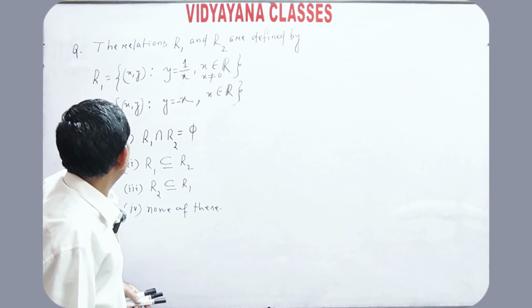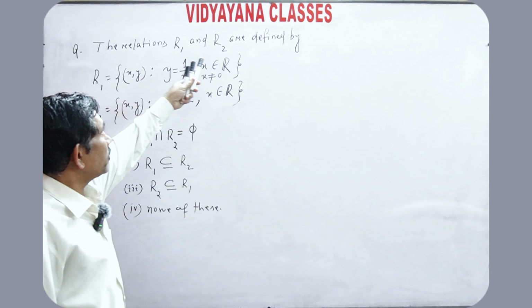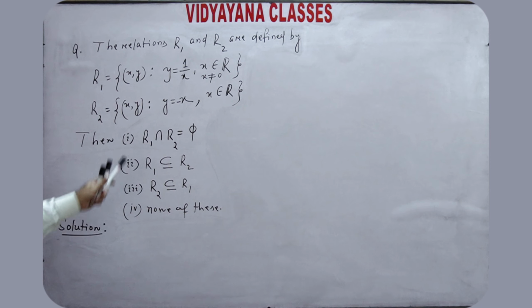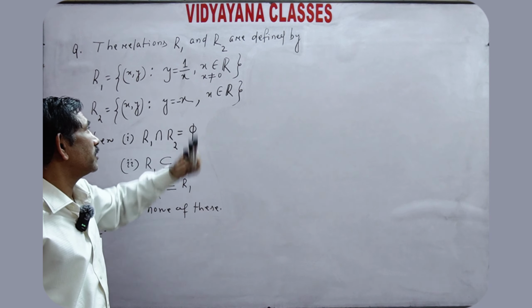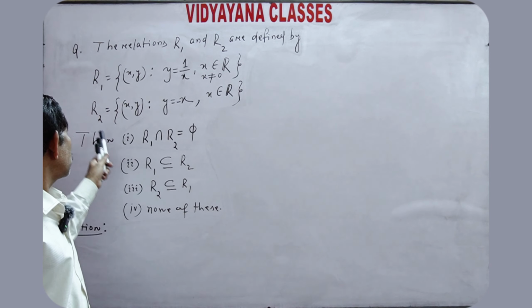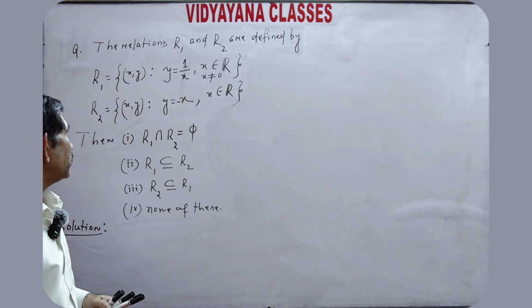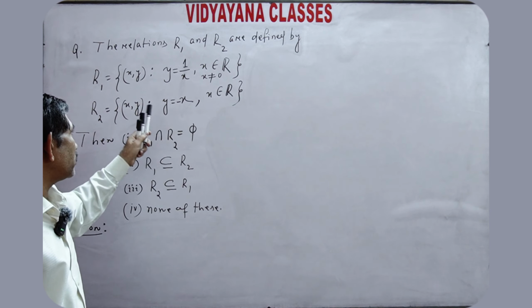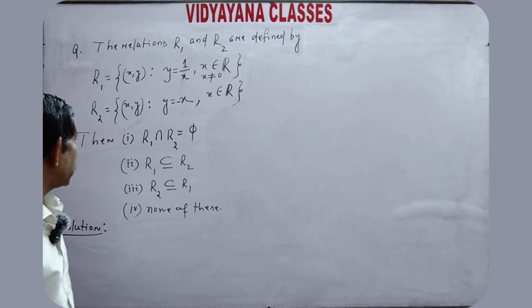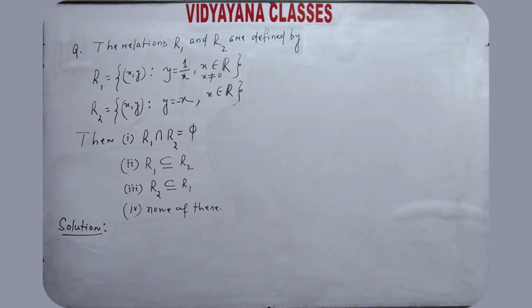Next question. The relations R1 and R2 are defined by R1 is the collection of ordered pairs (x, y) such that y is equal to 1 by x, x belongs to R, x not equal to 0. R2 is the collection of ordered pairs (x, y) such that y is equal to minus x, x belongs to real set. Which of the following statements is true?